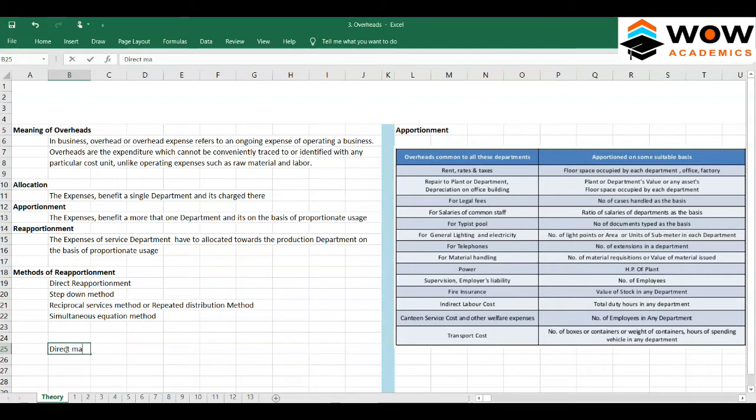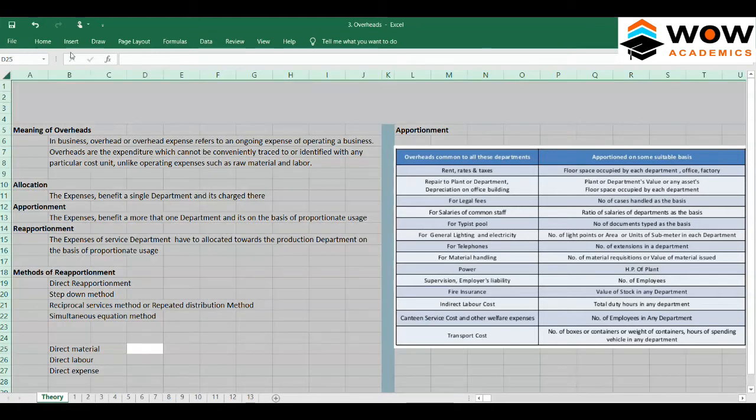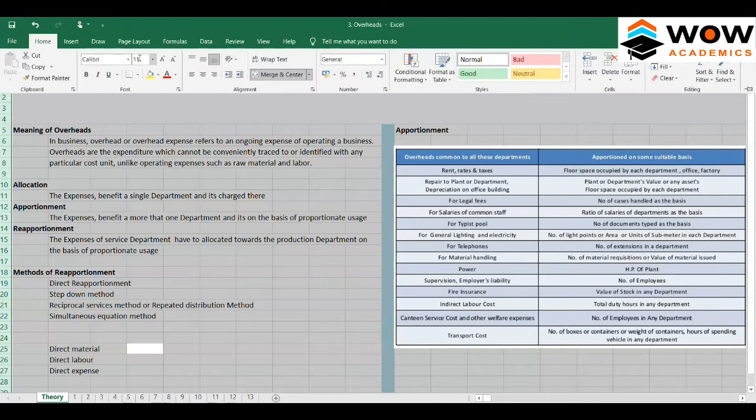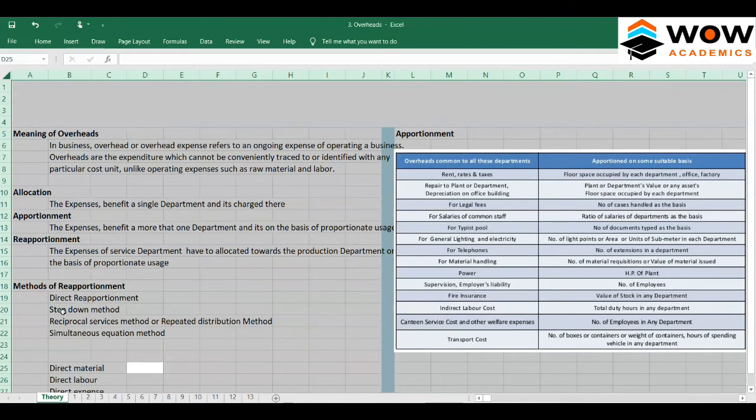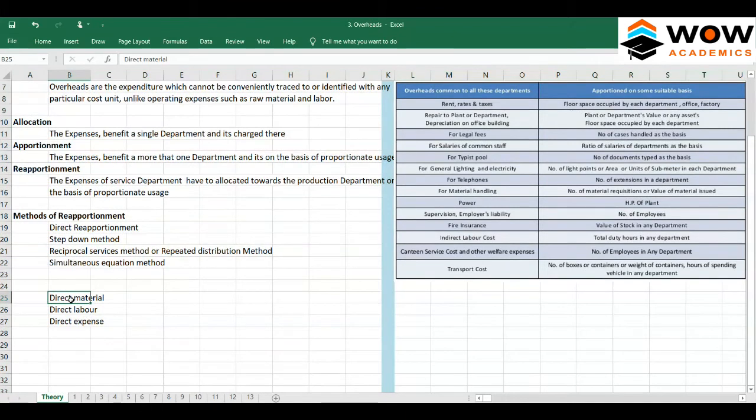So we have direct material as a cost. We have direct labor, and then we have direct expense. Okay, so we have all these expenses here. These expenses are directly visible to find out the cost of a product.